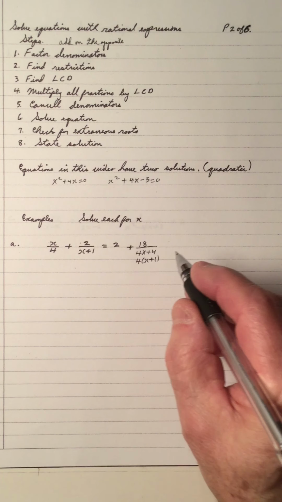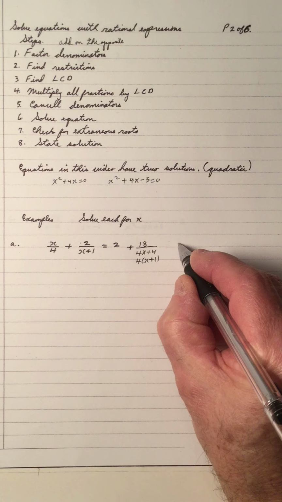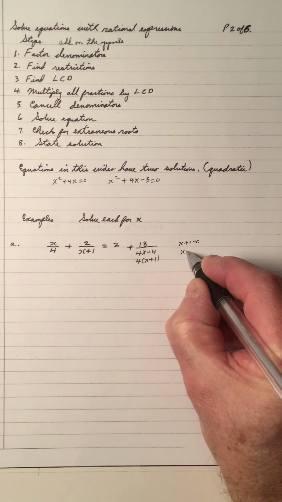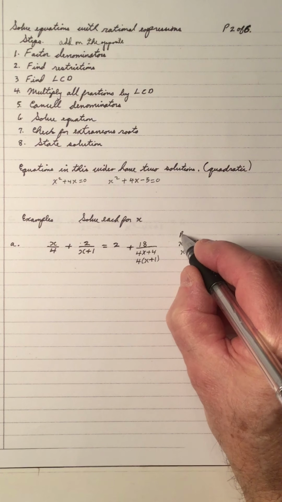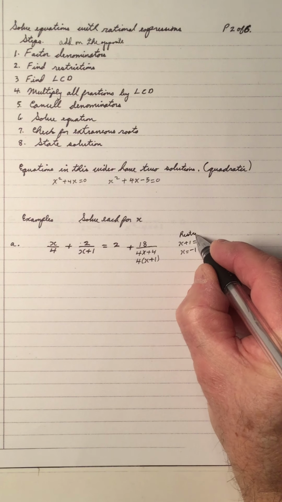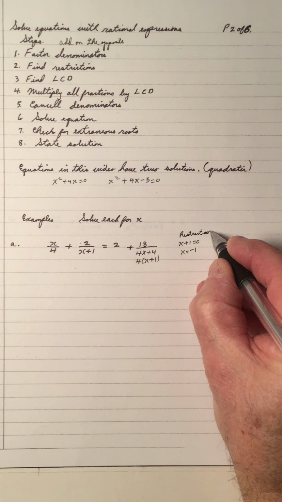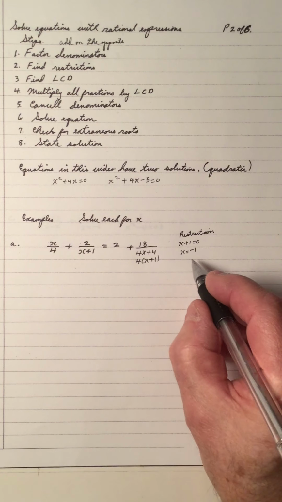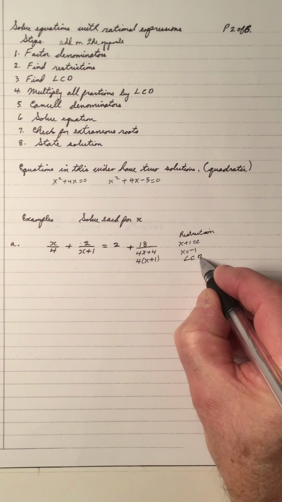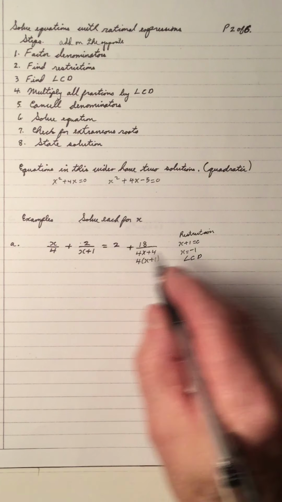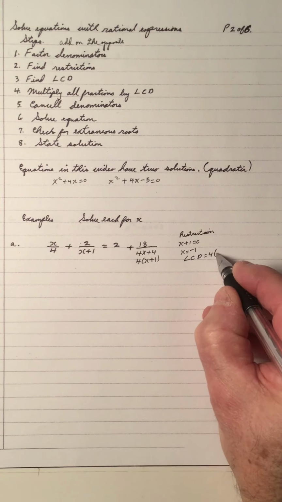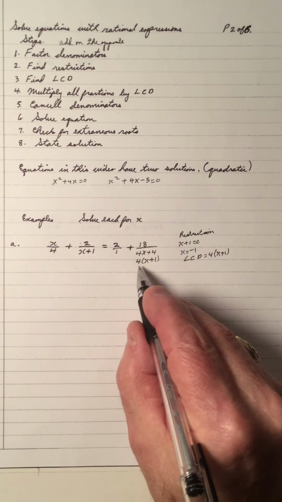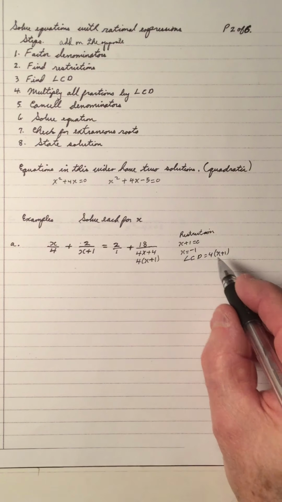Denominators factored. The restrictions. The restriction is x plus 1 equals 0, so x equals negative 1 is the restriction. What do you mean by restriction? It's the value of x that makes the denominator 0. And the LCD is going to be a 4 and an x plus 1. This has a denominator of 1, and this has a 4 and an x plus 1, so that's the LCD.